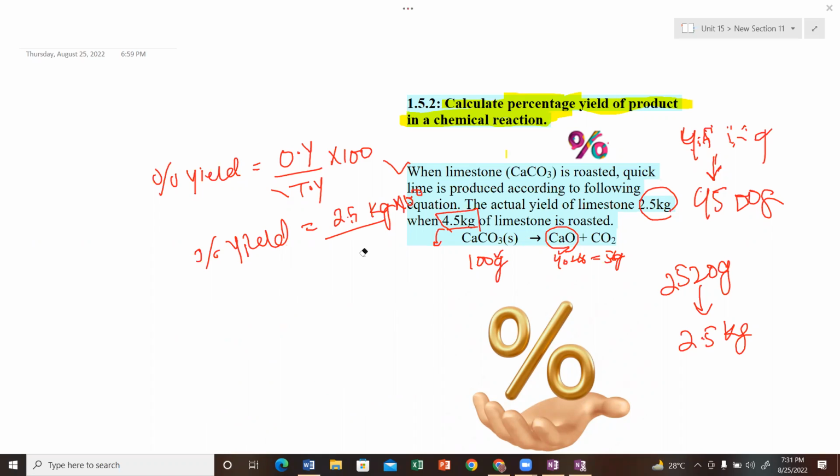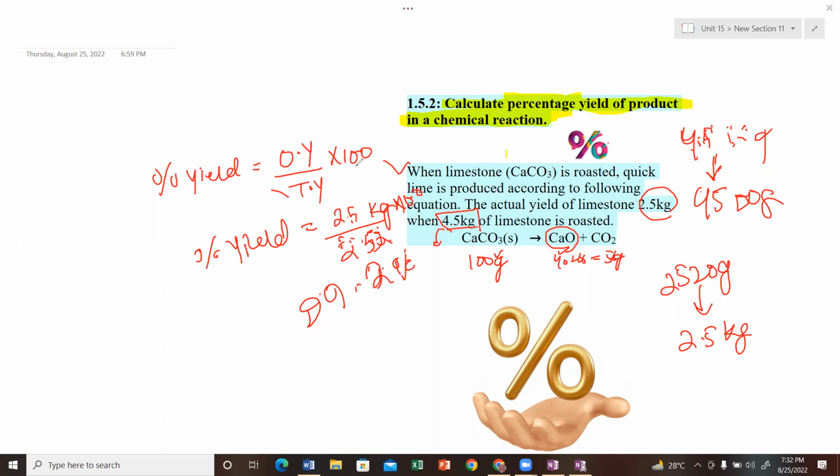So observed yield was 2.5, right? Theoretical yield we calculated by stoichiometry is 2.52. So if we divide 2.5 by 2.52, it would be almost near to 100%. If it is 2.5 divided by 2.52 into 100, it is 99.2%. So our answer is 99.2%. That is our percentage yield. Hope you understand this concept.